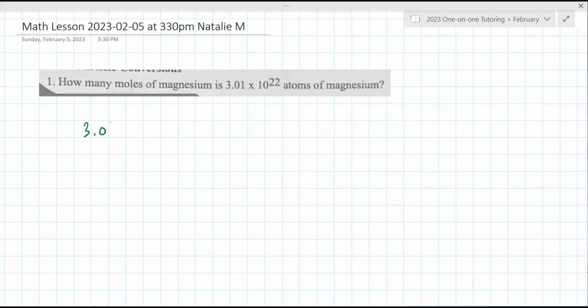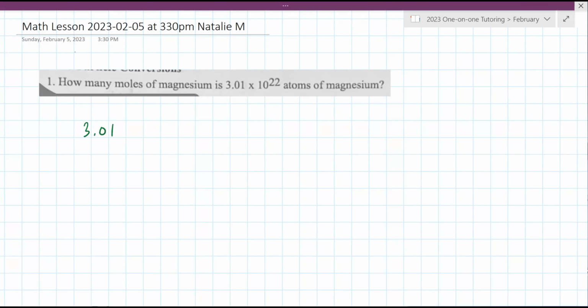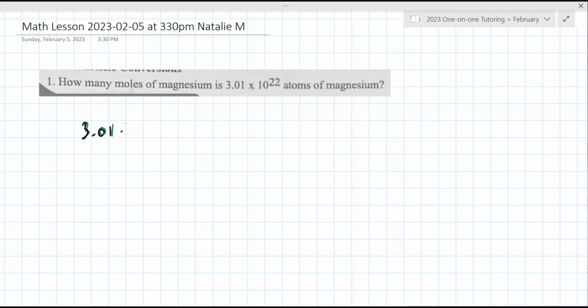3.01 times 10 to the 22 atoms. So you have a conversion chart there at the top. Atoms are really, you can think of atoms as molecules, particles. So there are 6.022 times 10 to the 23rd atoms in 1 mole.